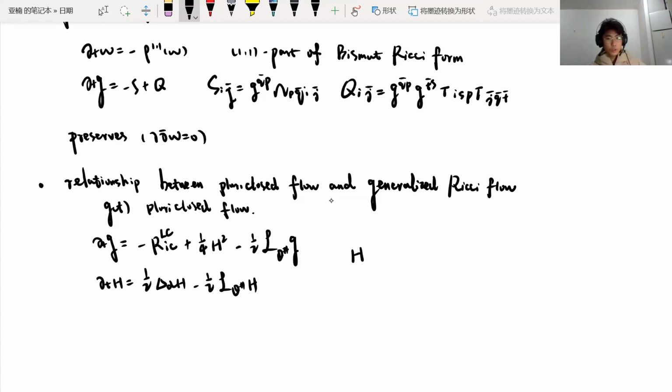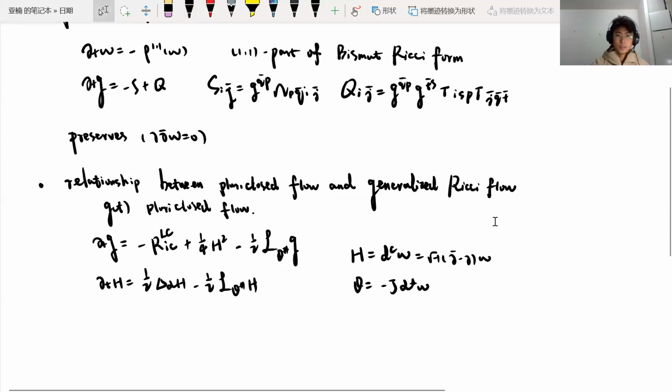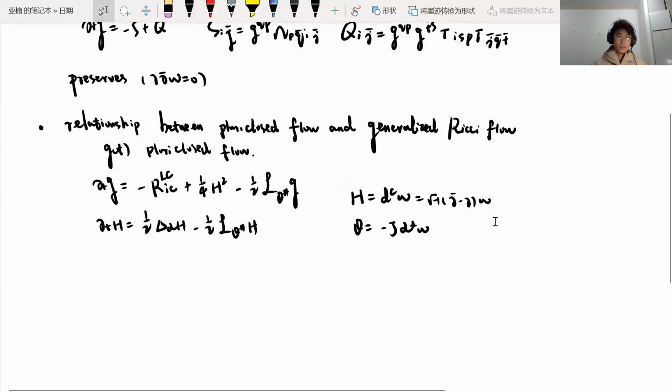Here the Bismut torsion is defined by this, and the Lee form is a form defined by this. So it is just a generalized Ricci flow up to a gauge, which means they are the same up to a diffeomorphism generated by the vector field theta.